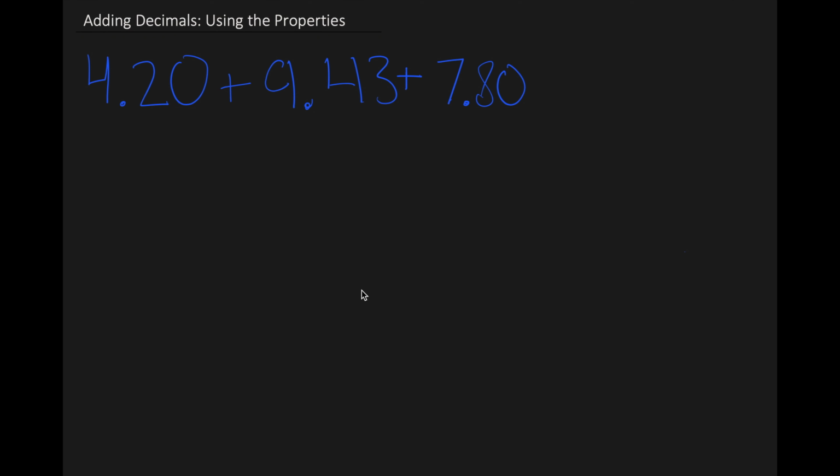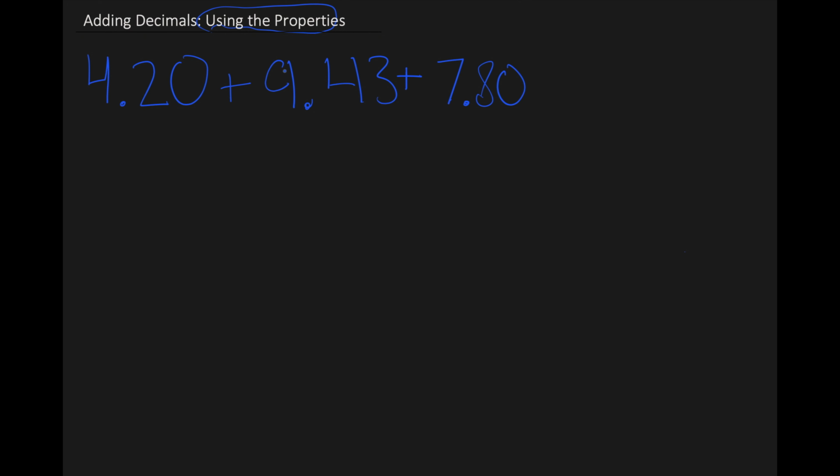So first, we're going to be talking about adding decimals. And how are we going to add decimals? We're going to do that using the properties. So our problem here is 4.20 plus 9.43 plus 7.80. How are we going to do this? What we're going to do is find the compatible numbers.